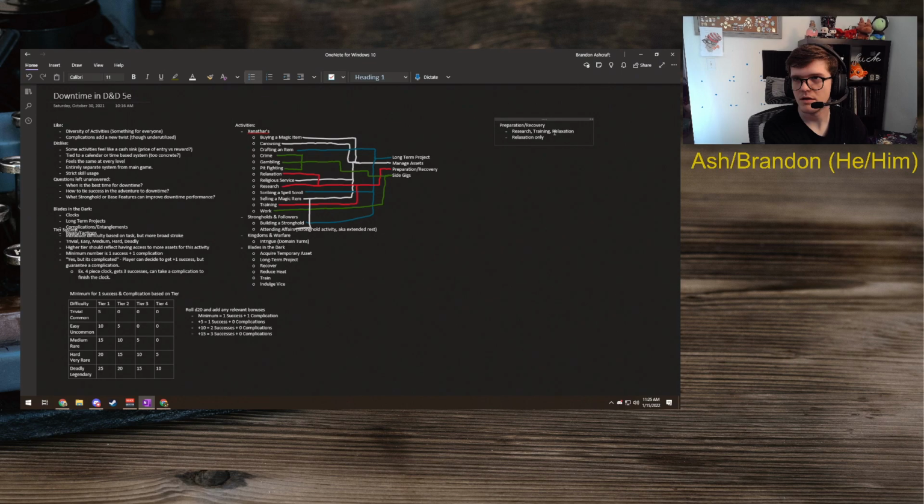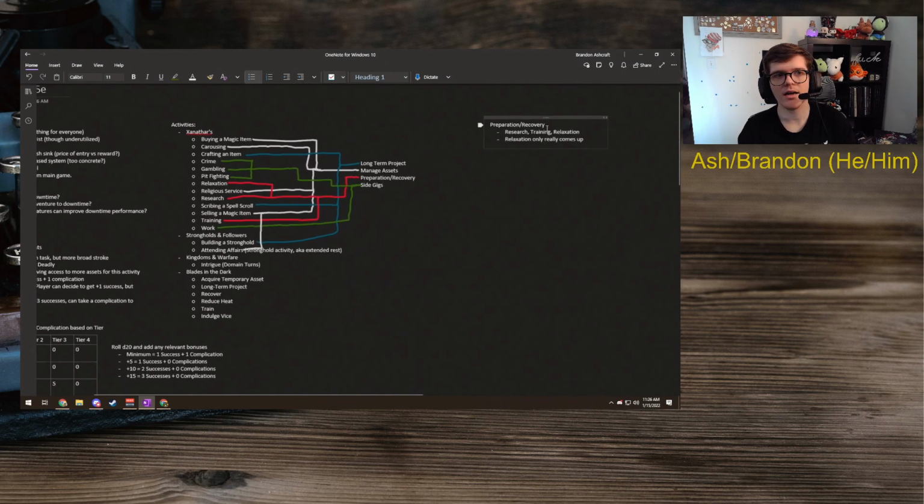Relaxation, only really... wow, OneNote looks good. Might have to give that a try.